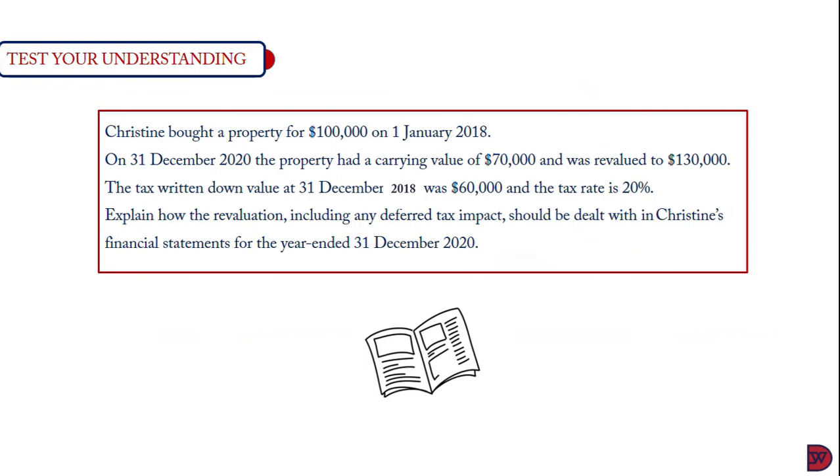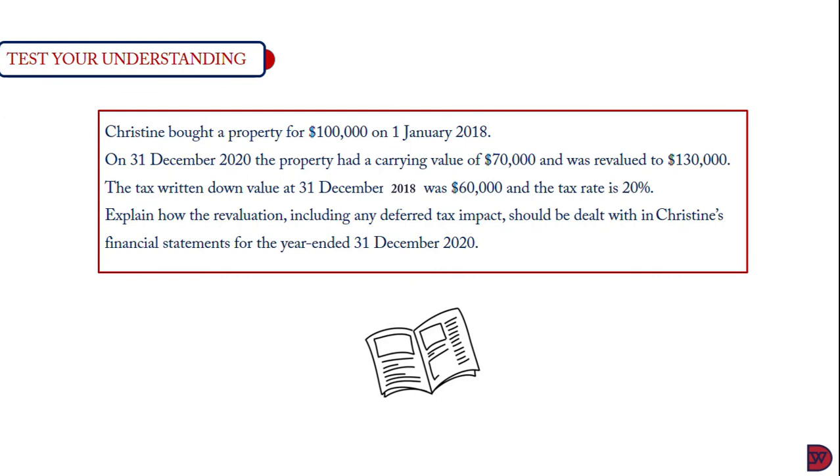Now let's test another understanding. Christine bought a property for $100,000 on 1st January 2018. Now on 31st December 2020, the property had a carrying value of $70,000 and was revalued to $130,000. Now, revaluation also causes temporary differences. The tax written down value, which is basically the carrying value in tax principles, at 31st December was $60,000, and the tax rate is 20%. We have to explain how the revaluation, including any deferred tax position, should be dealt with in Christine's financial statements for the year ended 31st December 2020.